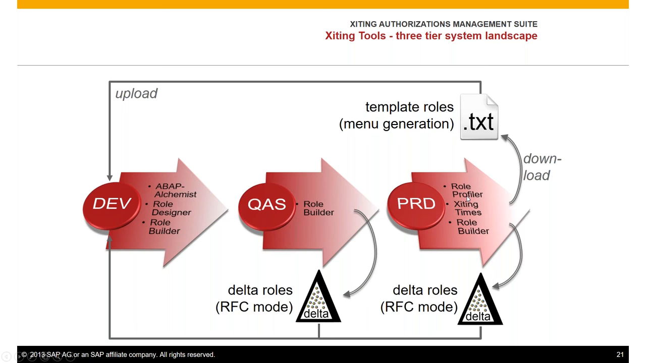And within production, we used the role profiler. That's an analysis tool for working out the coverage of what users are authorized for via the menus. It completely ignores manual profiles such as SAP_ALL and works out whether what the user is doing will cover their authorization requirements. One can also automatically generate role menus from that during the analysis. Xiting Times is the software module we use for this productive simulation mode, where we can separate old authorizations from new authorizations and write a log whether an authority check would have failed.